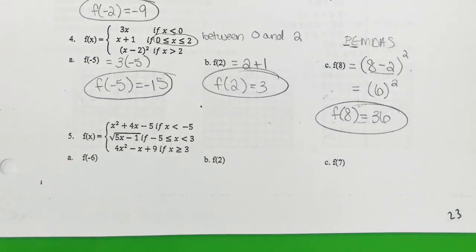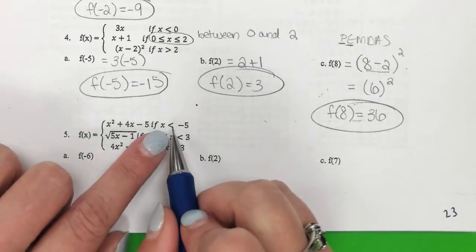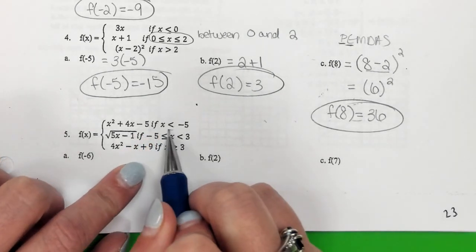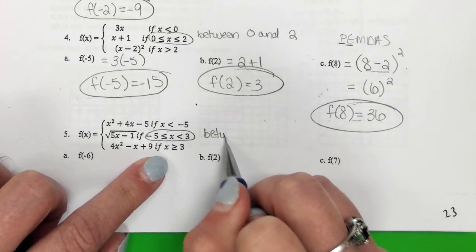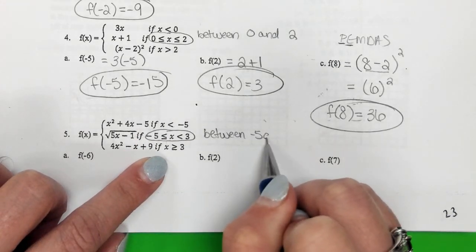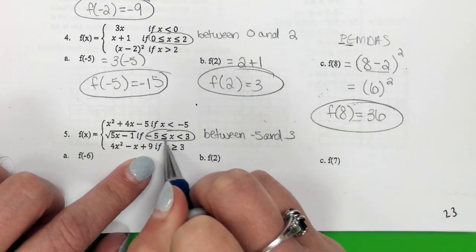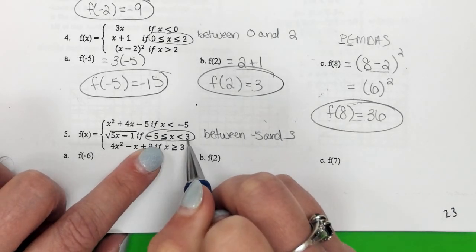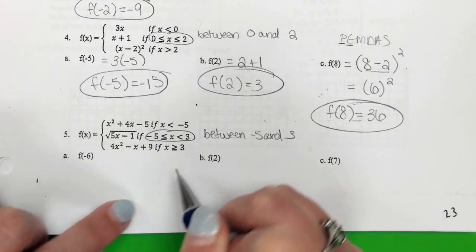All right, last one, number 5. Last one. All right, so you have less than negative 5. You have between negative 5 and 3. And those are equal to, okay? Oh, well, excuse me. The negative 5 is equal to. The 3 is not. And then you have greater than or equal to 3, okay?